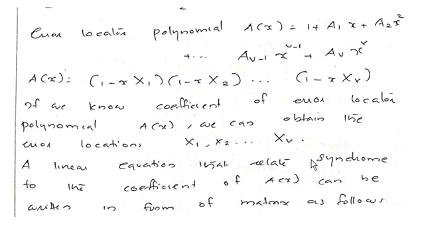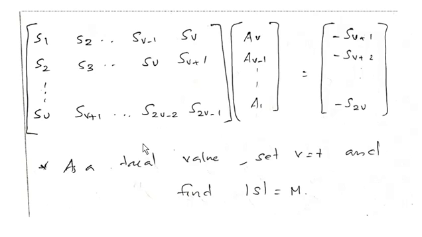So first we need to find the syndrome vector. From that we need to find the error polynomial. Then using the error polynomial you can find the error location. A linear equation that relates the syndrome to the coefficients of A of x can be used to find this. So we can see what is the relation of this syndrome and this error polynomial or error location, that is, the coefficients of the error polynomial.